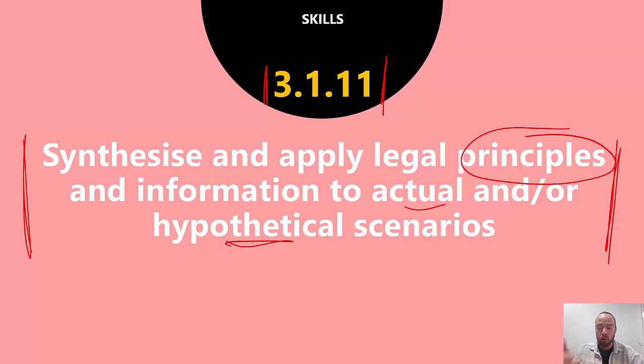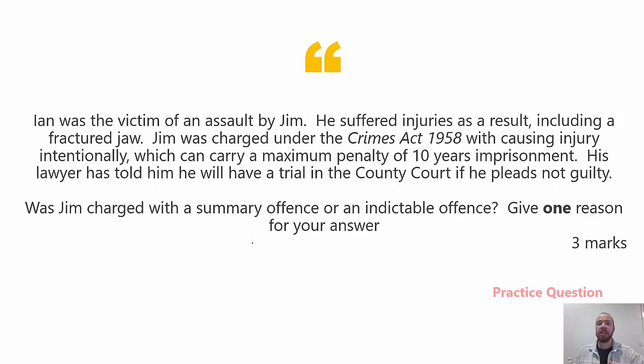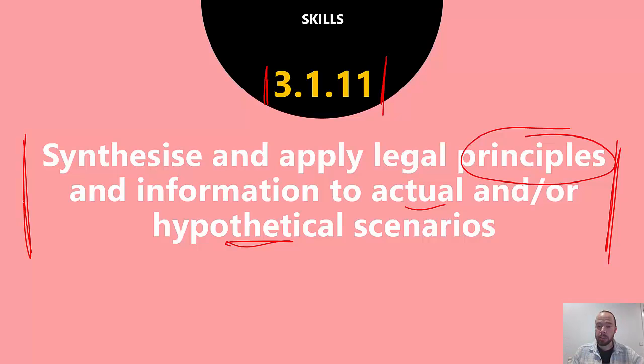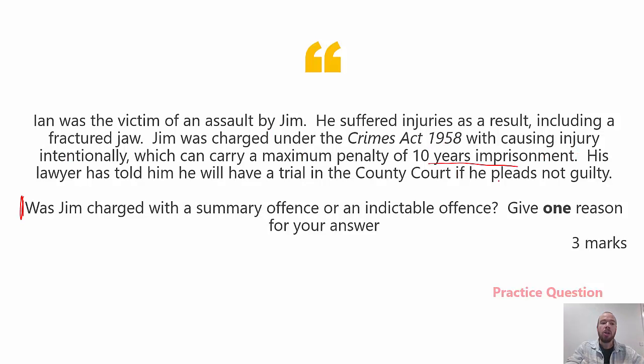So what does that potentially look like? Well, we've just given another question here to help you see what that could be later in the year. Ian was the victim of an assault by Jim. He suffered injuries as a result, including a fractured jaw. Jim was charged under the Crimes Act 1958 with causing injury intentionally, which can carry a maximum penalty of 10 years imprisonment. His lawyer has told him he will have a trial in the county court if he pleads not guilty. And the question could be, in terms of applying our legal principles, was Jim charged with a summary or an indictable offence? Give one reason for your answer.